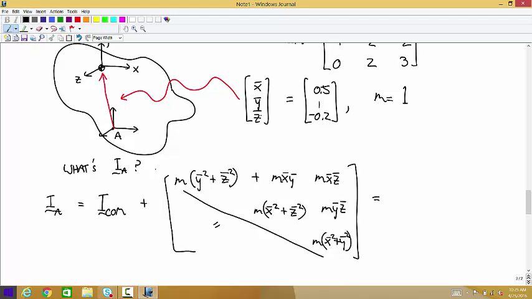So let's fill in these elements using what we know. So what's mass times y bar squared plus z bar squared? How do you calculate that?